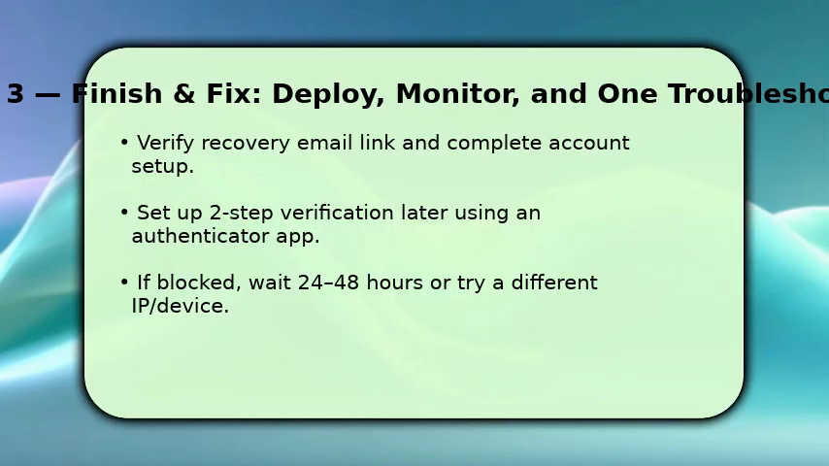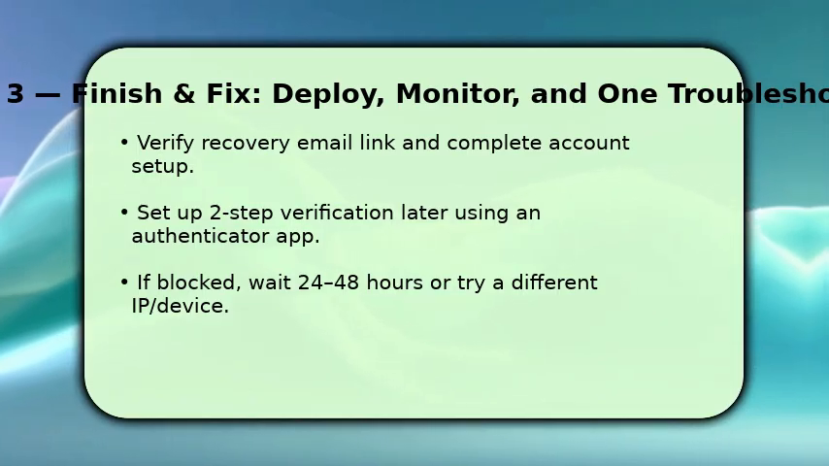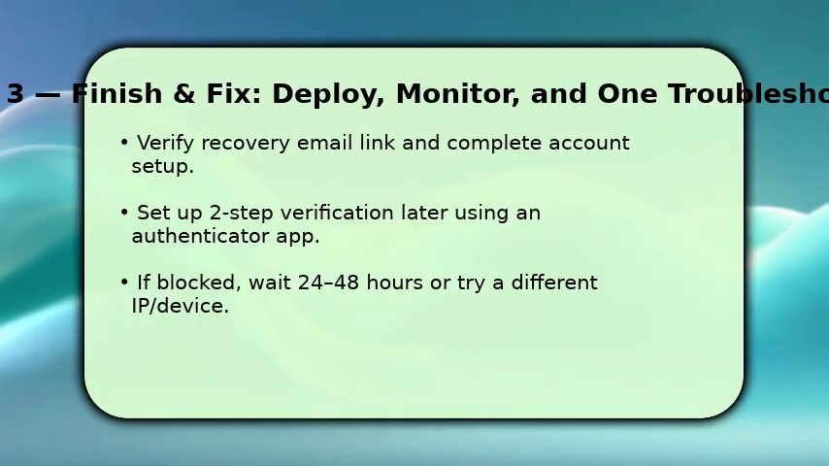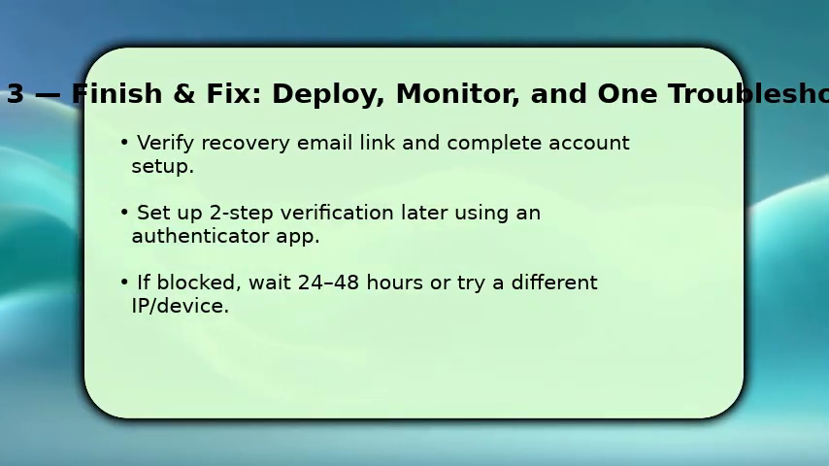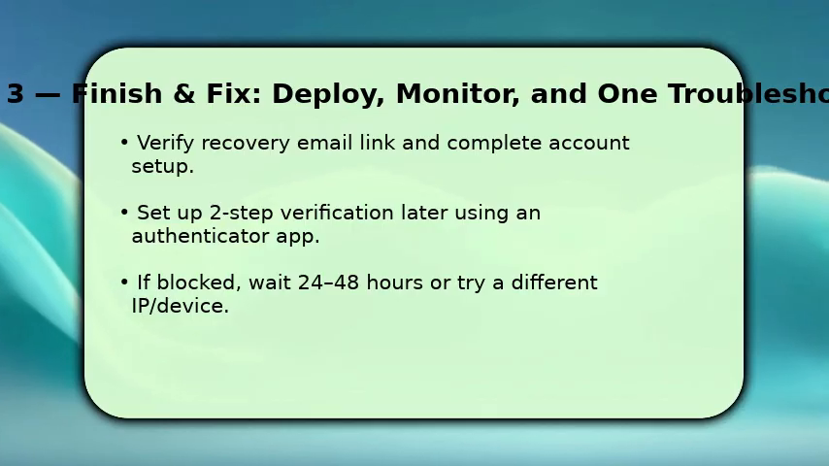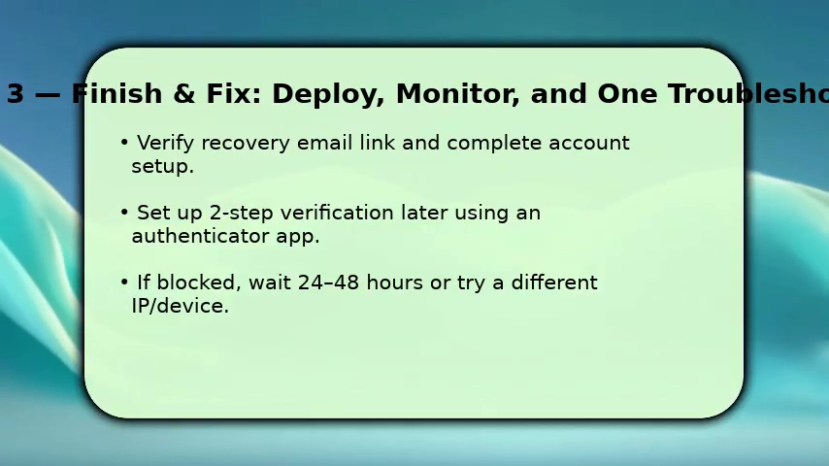Once created, make sure to add two-step verification using an authenticator app rather than SMS, because that prevents future phone prompts. If Google still blocks creation, pause and retry after 24 to 48 hours from a different IP or device. Sometimes rate limits or recent sign-up patterns cause mandatory phone.